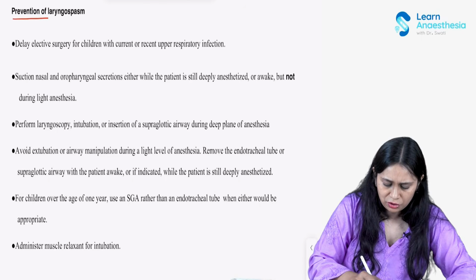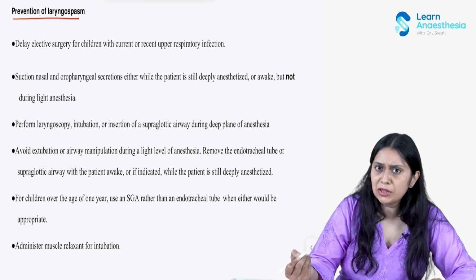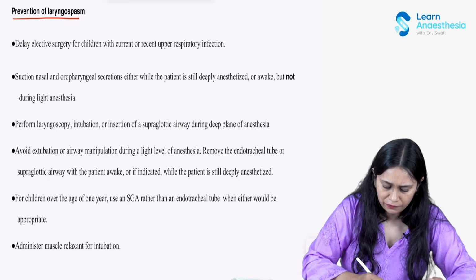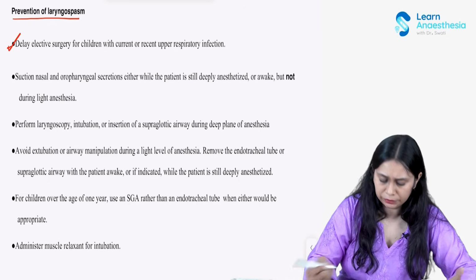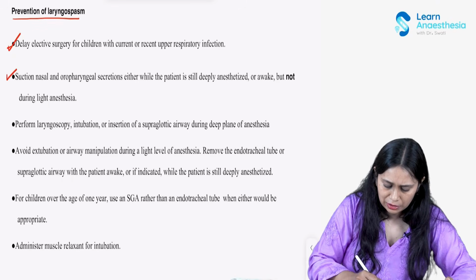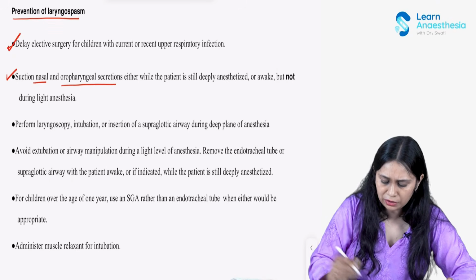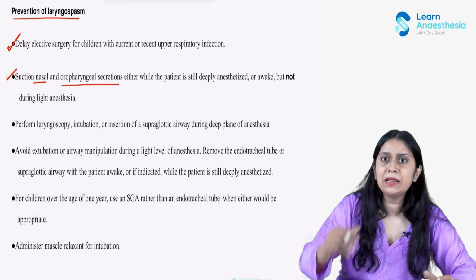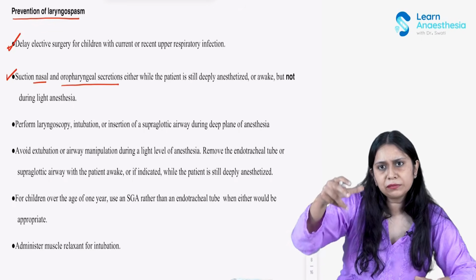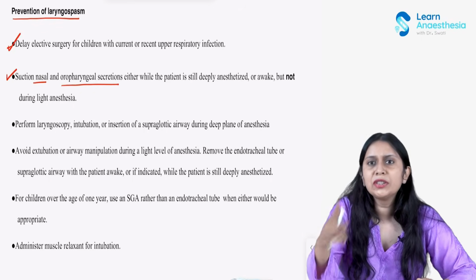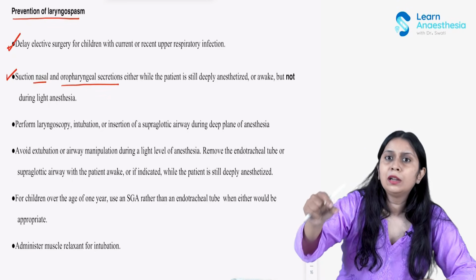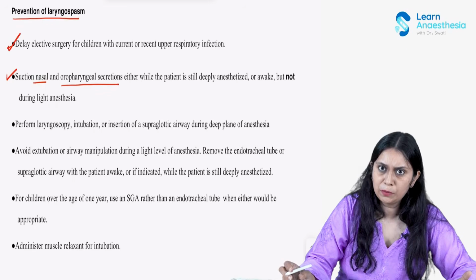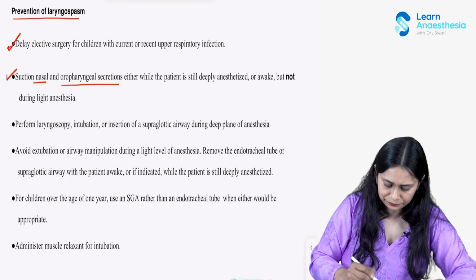We need to prevent those predisposing factors. So, prevention of laryngospasm. If the patient has a recent URTI, delay the elective surgery, especially in children. It is more commonly seen in children. Then suction nasal and oropharyngeal secretions when the patient is deeply anesthetized. A number of times when we are inducing the patient and we see secretions, while the plane is still not deep, we start suctioning. That can also precipitate laryngospasm. So we need to avoid that.